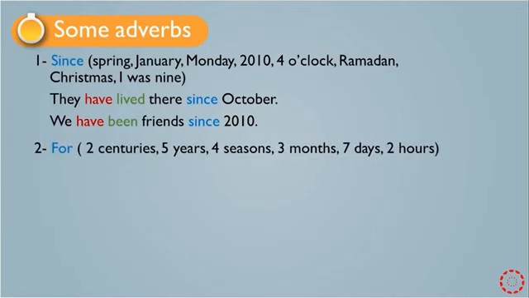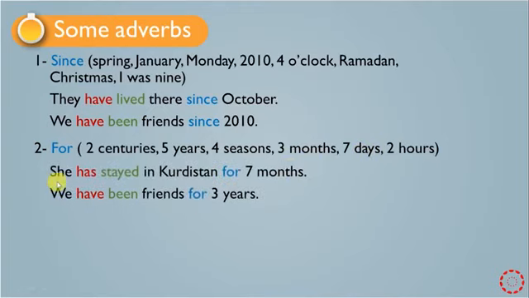We have another adverb, which is for. For example, for is used in this situation, in this period of time, when we say 2 centuries and 5 years, and then 4 seasons, 3 months, and then, for example, you can say 7 days or 2 hours. Look at these examples. You say she has stayed in Kurdistan for 7 months. And the second example, we have been friends for 3 years.